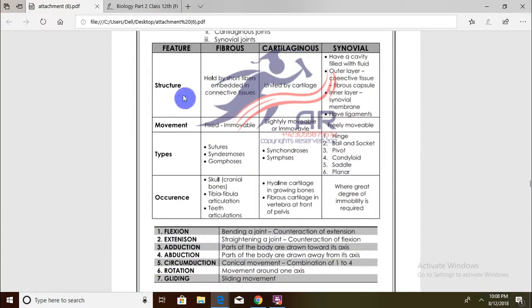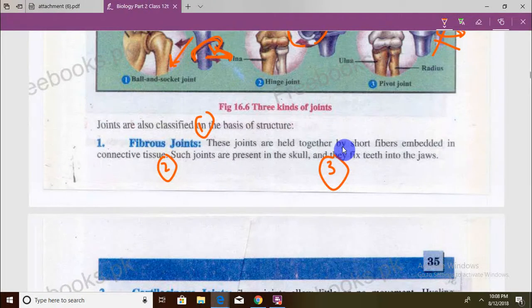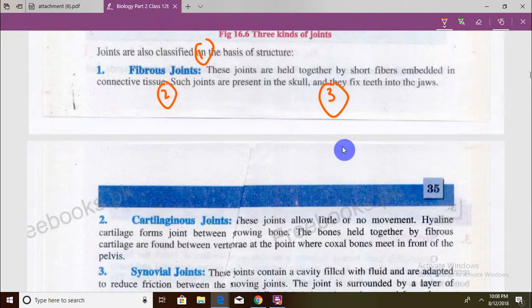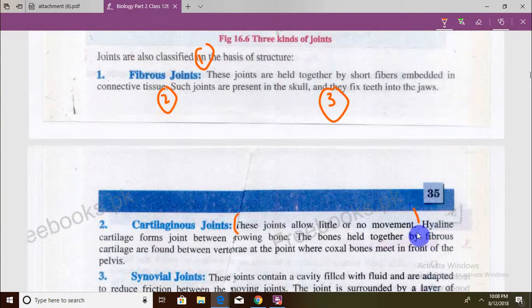And cartilaginous, we have two types of cartilaginous joints, just as we have two types of cartilage. One type is hyaline cartilaginous, and the other is fibrous cartilaginous. While hyaline joints don't allow any movement at all, fibrous cartilaginous joints allow some measure of movement. Now, where does hyaline cartilage occur? It occurs between growing bones. And where does fibrous cartilage occur? At the points where the coxal bones meet.